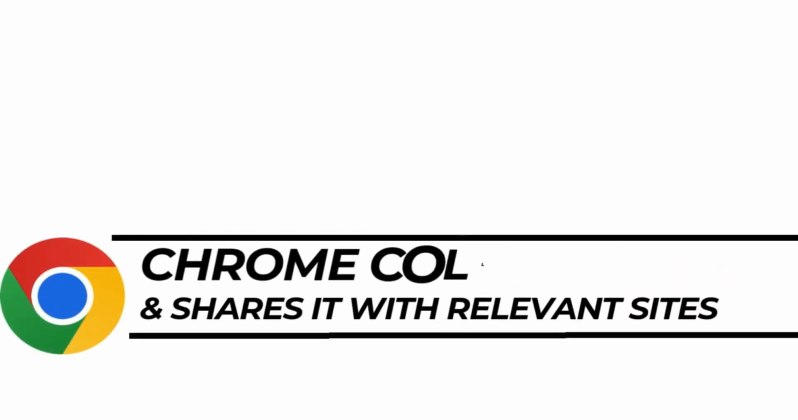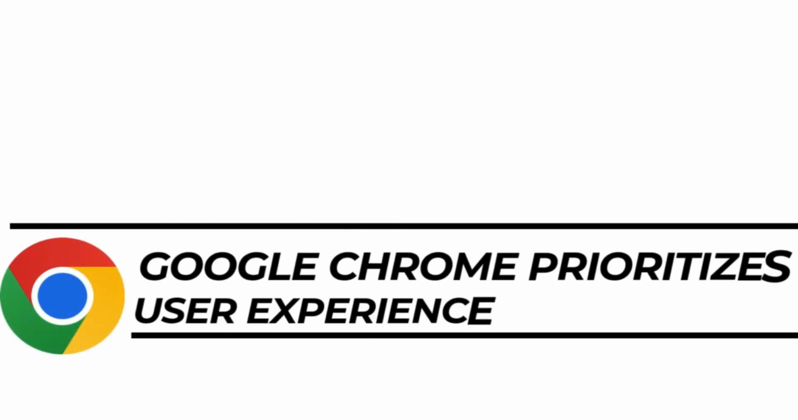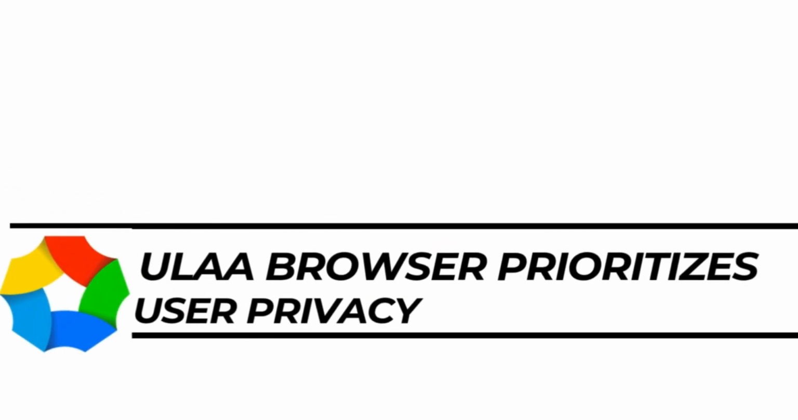If you compare Ulaa to Google Chrome, Chrome actually collects data from you when you're browsing and stuff like that, to ensure that you get targeted ads and all those things. The main thing is Google Chrome prioritizes user experience. They target you according to their vast ecosystem. They send you targeted ads and all these things, whereas the Ulaa browser is actually more into privacy. They prioritize that for you.